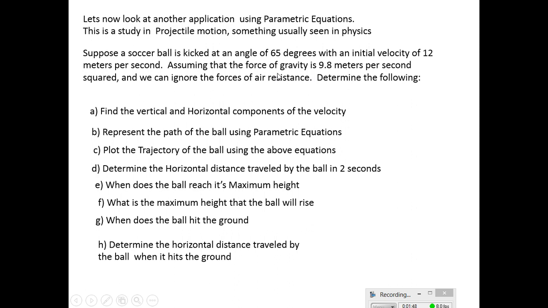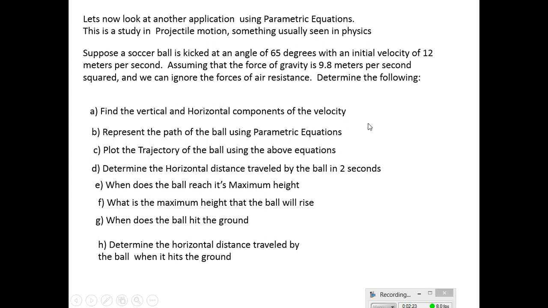One note of caution: typically, these problems are presented with the launch angle in degrees. If the velocity is given in meters per second, then the force of gravity is 9.8 meters per second squared. If the velocity is given in feet per second, then gravity is 32 feet per second squared. So bear that in mind.